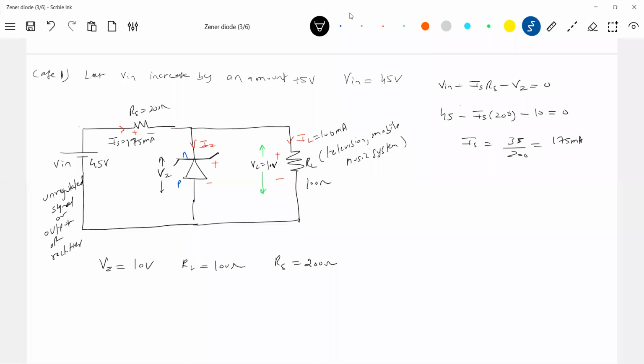Now, what will happen? IZ will increase. Because of the breakdown voltage, VL equals VZ, and VZ will still be 10 volt only. Now, if current increases here, what will increase? IZ will increase. So IS equals IZ plus IL. This IS is 175 milliampere, IL is 100 milliampere, so IZ is now 75 milliampere. So is it possible?